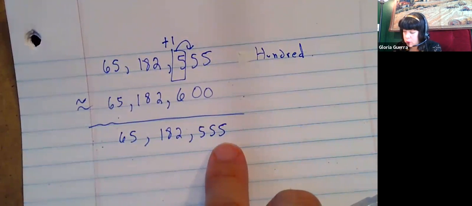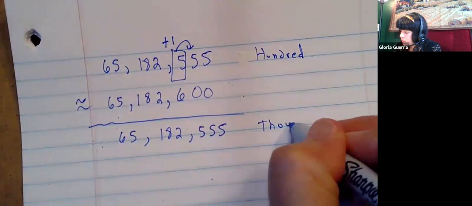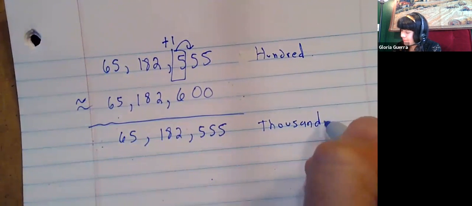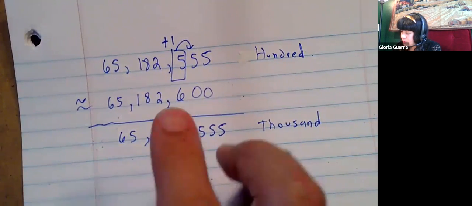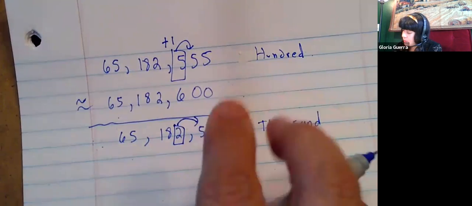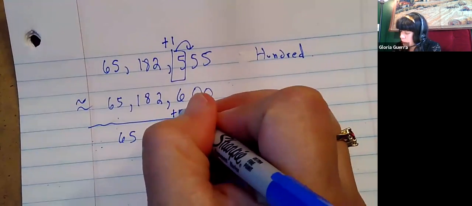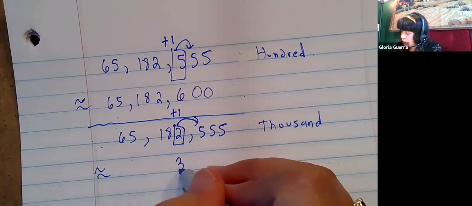Okay, so in this one, we're rounding to the nearest thousands. Ones, tens, hundreds, thousands. And then look at the neighbor to the right. Is that 5 or more? Yes, so add 1 to that. So now this is approximately 2 plus 1 is 3.